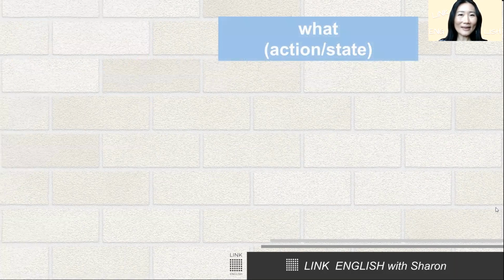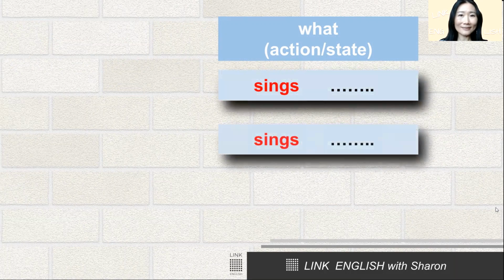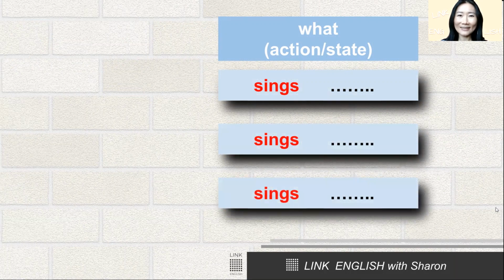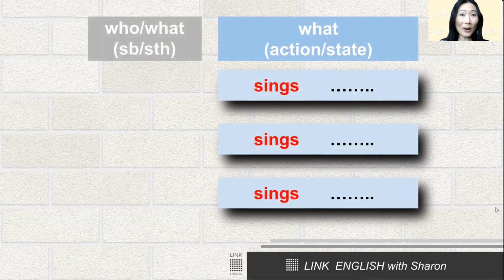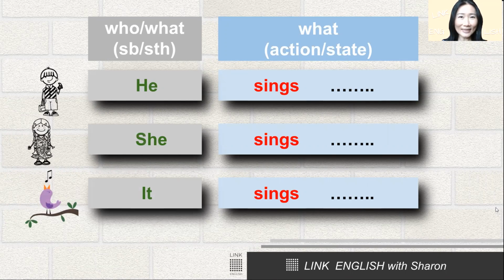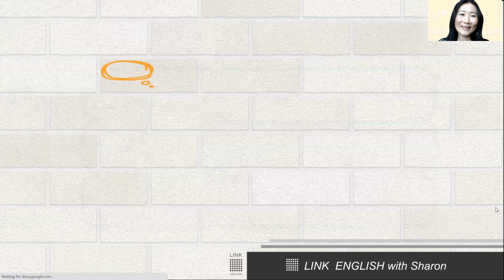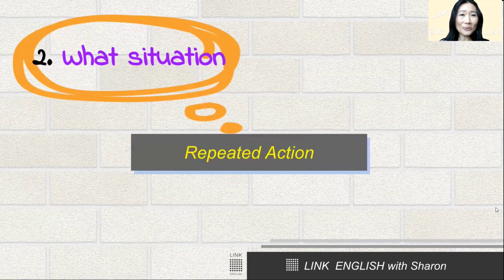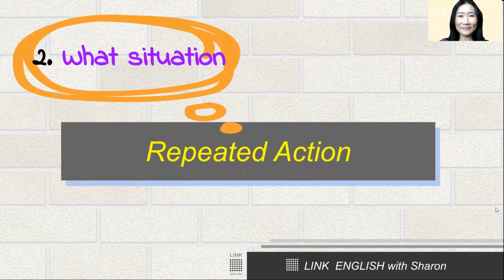Again, what's the action? Sings. Who or what sings? We need someone or something. SB means someone, STH means something. He, she, it. He sings, she sings, or it sings. Then next, we need to know in what situation we use V5 verb.